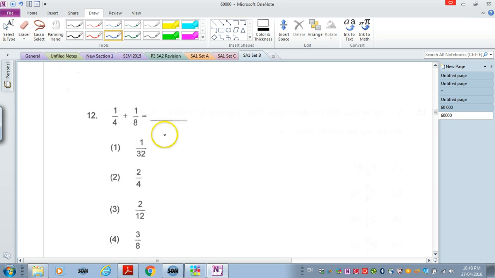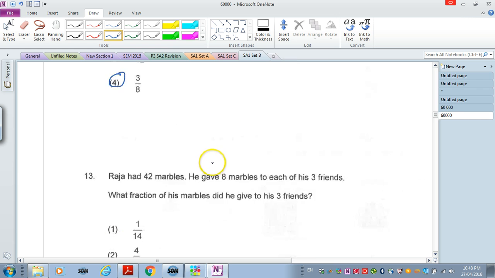Question 12. 1 quarter and 1/8. So 1 quarter is 2 eighths. So 2/8 plus 1/8. I would get 3/8, which is option number 4. Question 13.